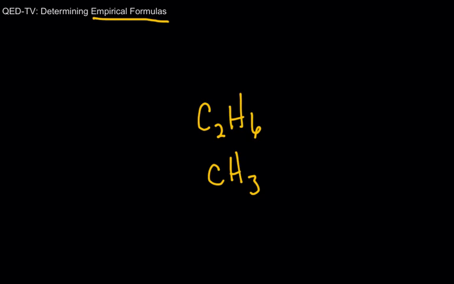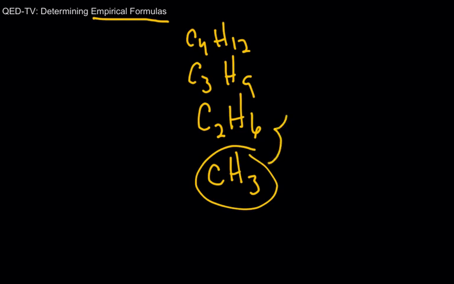It'd also be the empirical formula for C3H9 and C4H12. The CH3 would be the empirical formula for all of these substances. It's just the simplified ratio of those things. Now, all of these things are not the same thing. They're all different molecules. In fact, CH3 isn't actually even a molecule. It's the empirical formula. These other things could be actual molecules.